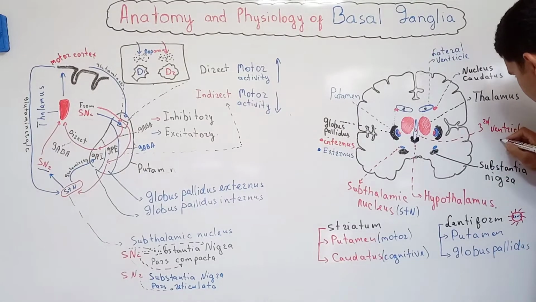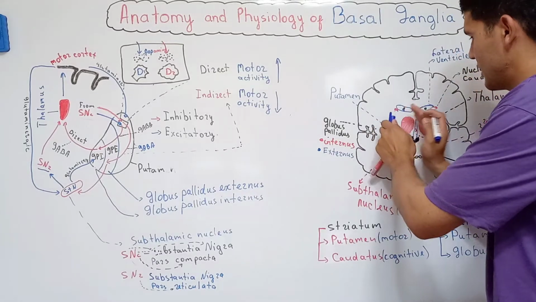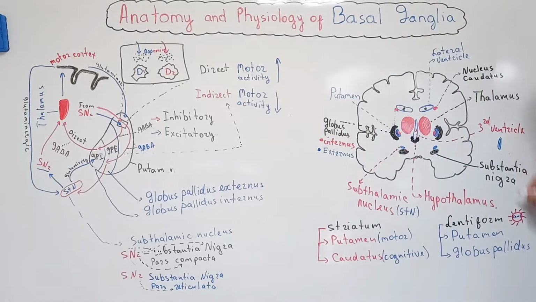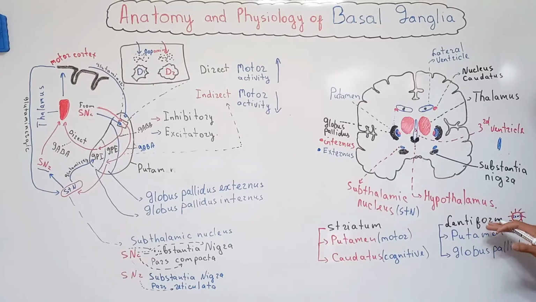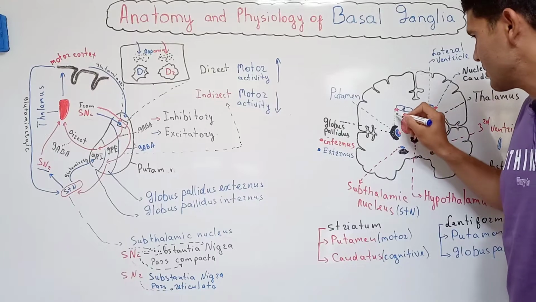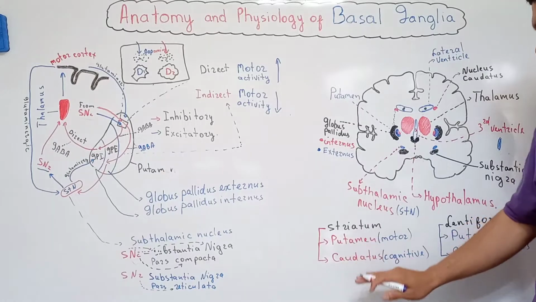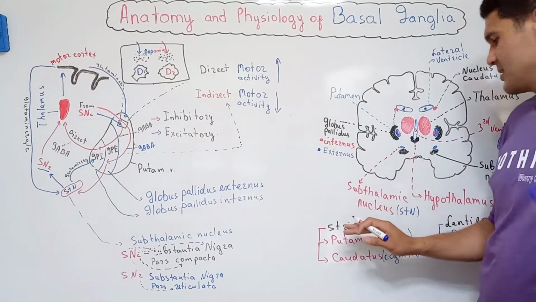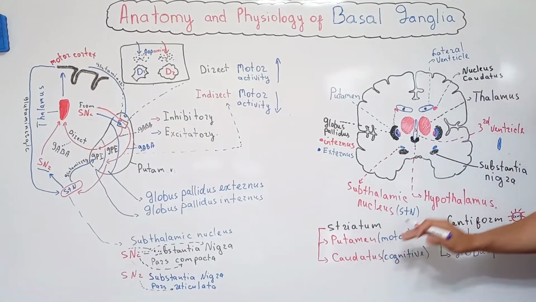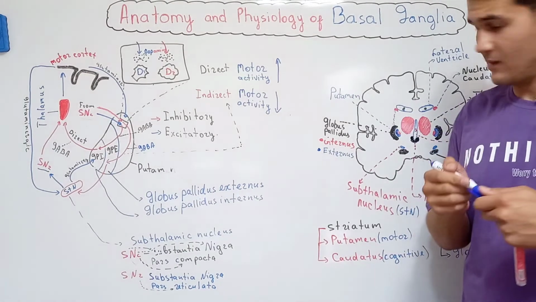You know, the lens is the optic part of our visual system. Together, globus pallidus and putamen look like a lens, and so we call them lentiform. Between the nucleus caudatus and putamen are some striae, so we call putamen and nucleus caudatus together the striatum. Putamen's function is motor function, and in cognitive function, the caudatus plays an important role.